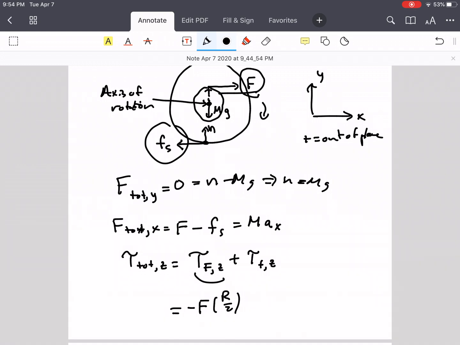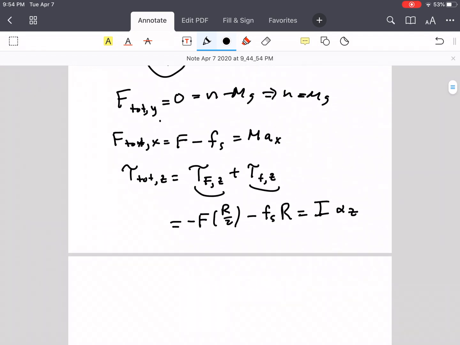Okay. Similarly, does friction want to cause counterclockwise rotation or clockwise rotation? As I've drawn it, friction is going to cause also clockwise rotation, which we know is negative z. So it's minus Fs, and that acts at a radius r, so it's minus Fs times r, again, because it's perpendicular to the radius vector. So we can add these guys up. We get that the net torque is negative Fr over 2 minus Fs times r, and that again is I times alpha.